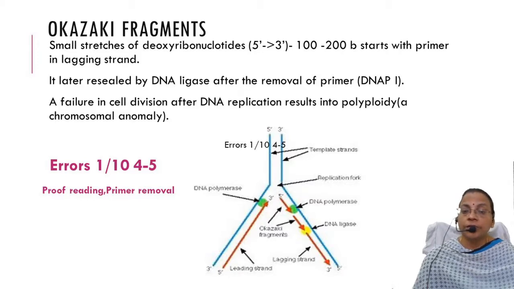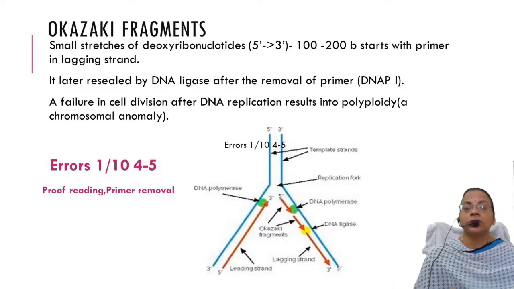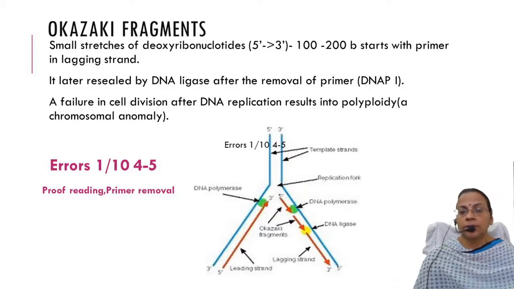As soon as the proofreading and repair mechanism has finished, the helix reformation takes place. In eukaryotes, replication takes place at many places at a time. Now we will move on to the slide on Okazaki fragments. They are small stretches of deoxyribonucleotides with direction 5' to 3', and each fragment consists of approximately 100 to 200 base pairs. Each starts with a primer, and is formed in the lagging strand, whose template direction is 5'3'.